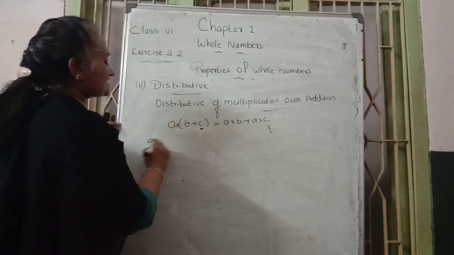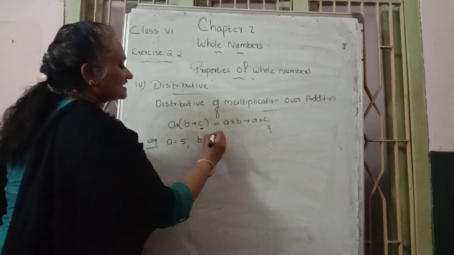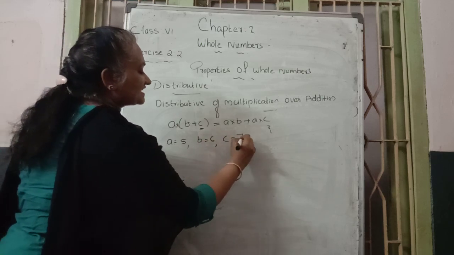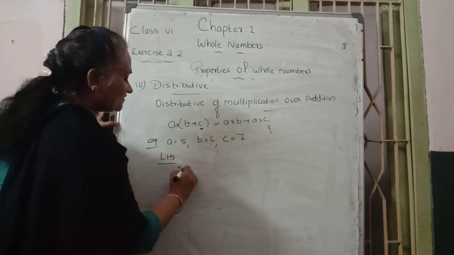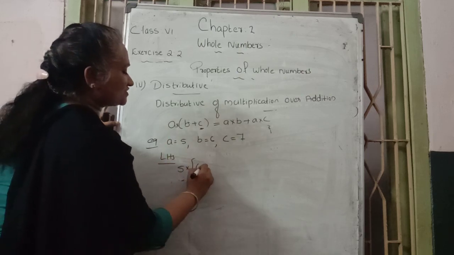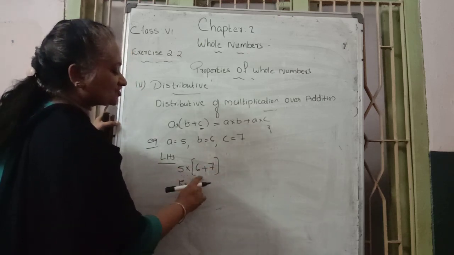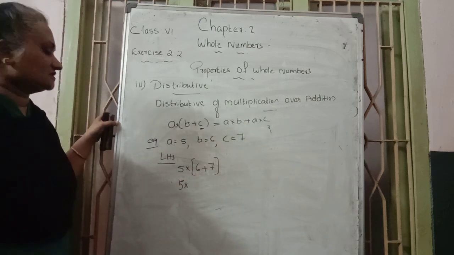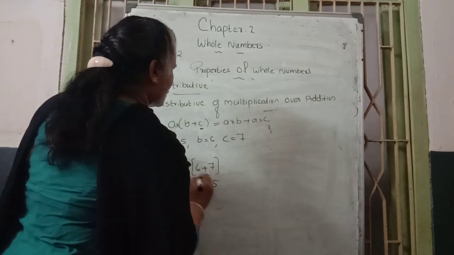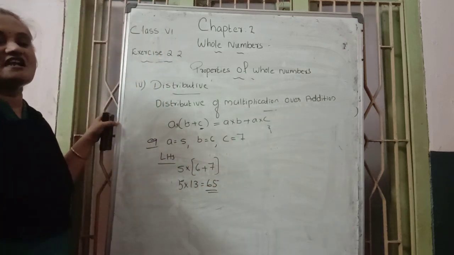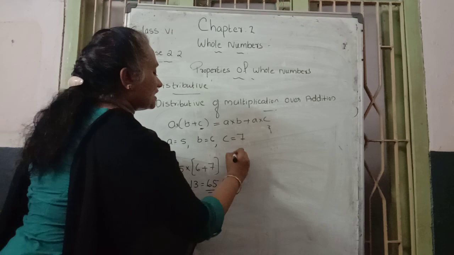So for the example, consider A value as 5, B value as 6, C value as 7. Substitute the values. LHS part: in place of A, value 5, B value 6 plus C value 7. That means 5 into, first give preference to the bracket, 6 plus 7 comes to 13. So 13 into 5 comes to 65. So LHS answer becomes 65.